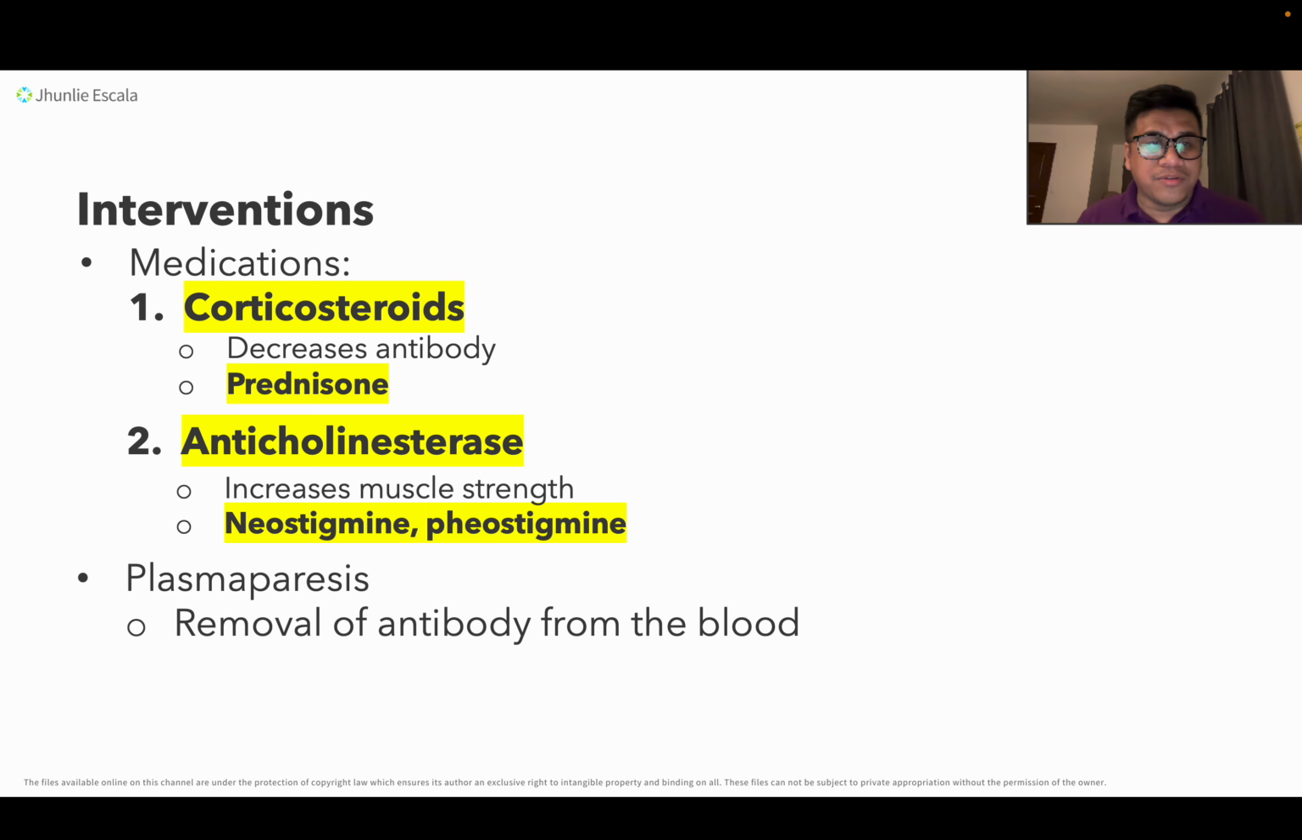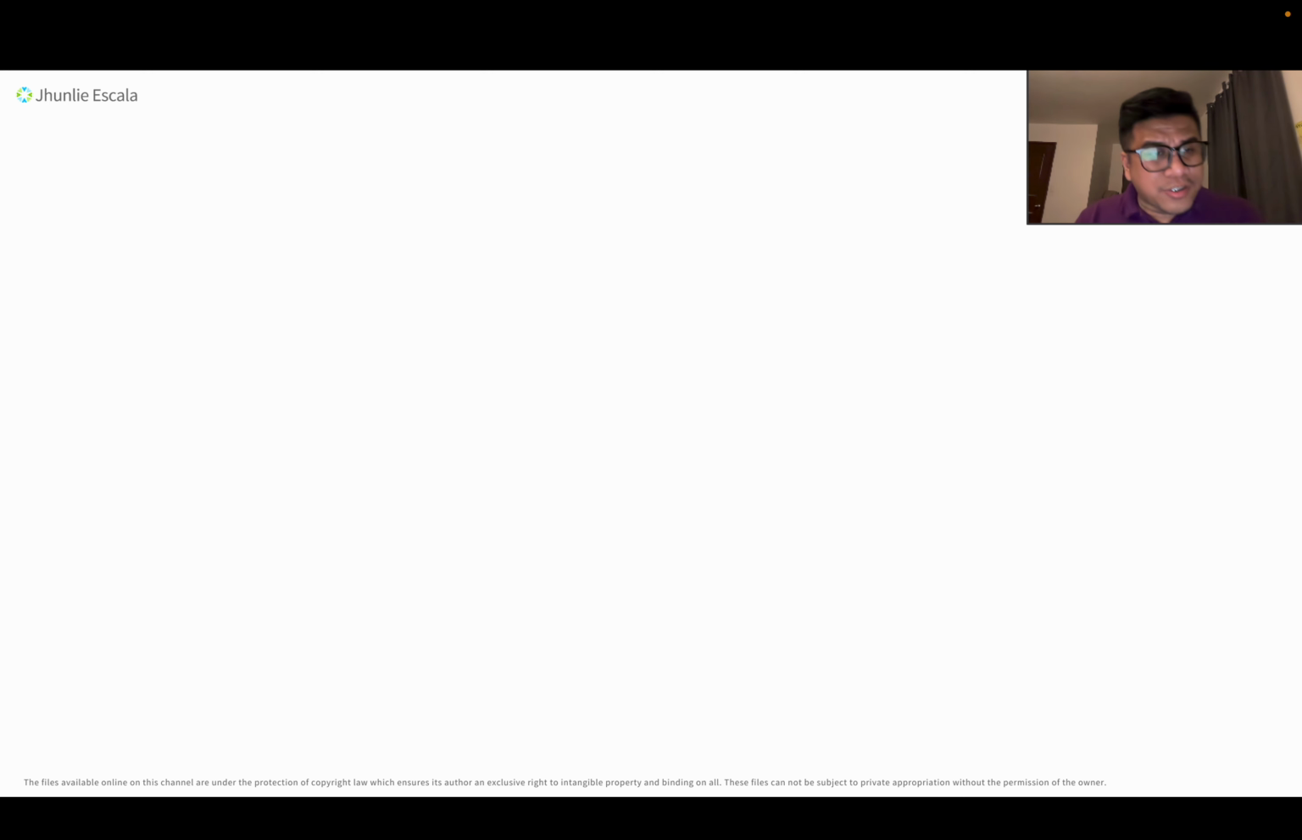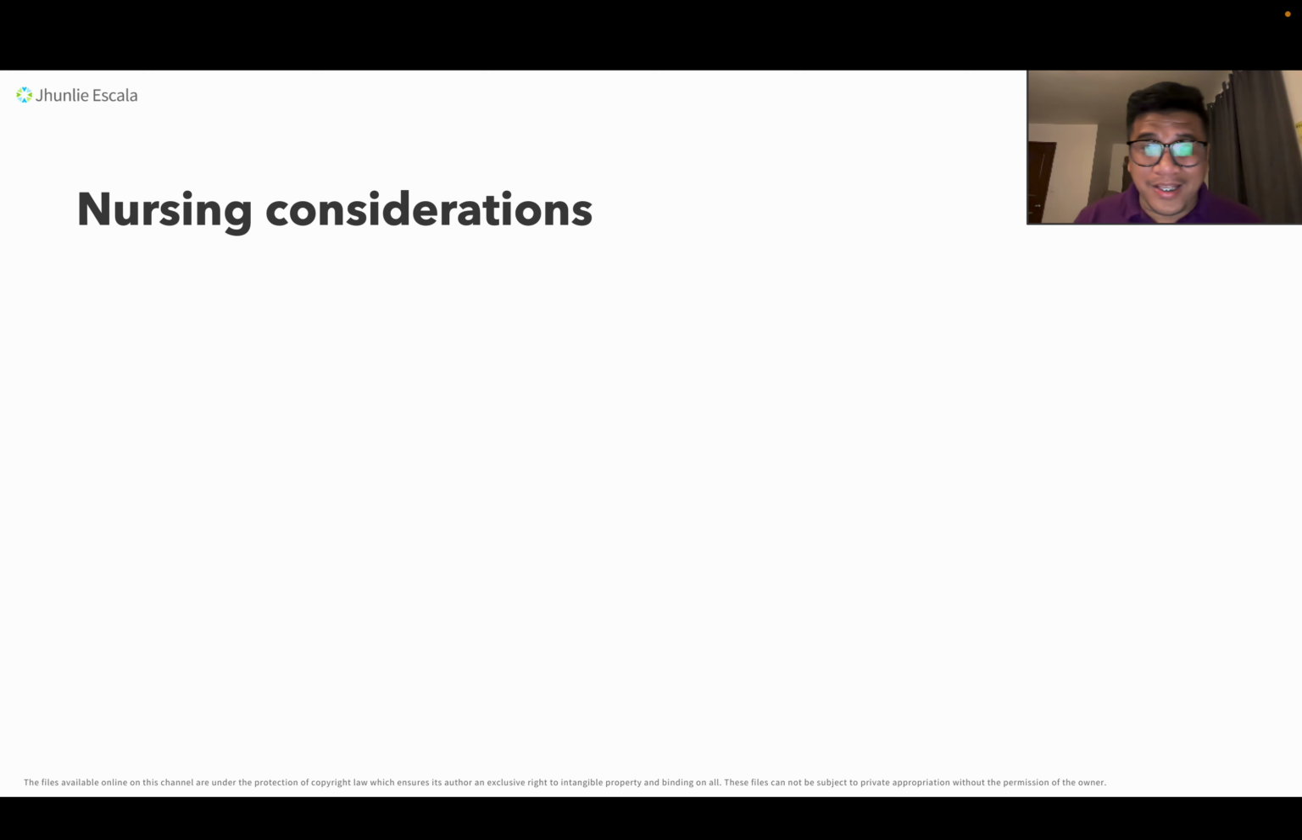Another intervention that's also done in your myasthenia gravis is plasmapheresis. So, kapatid, ang plasmapheresis naman, it's a procedure wherein the antibody is being removed from the blood. Okay, it's because nga gumagawa ang katawan natin, ang immune system natin, ng certain antibody which attacks and gives a problem to our acetylcholine receptors.